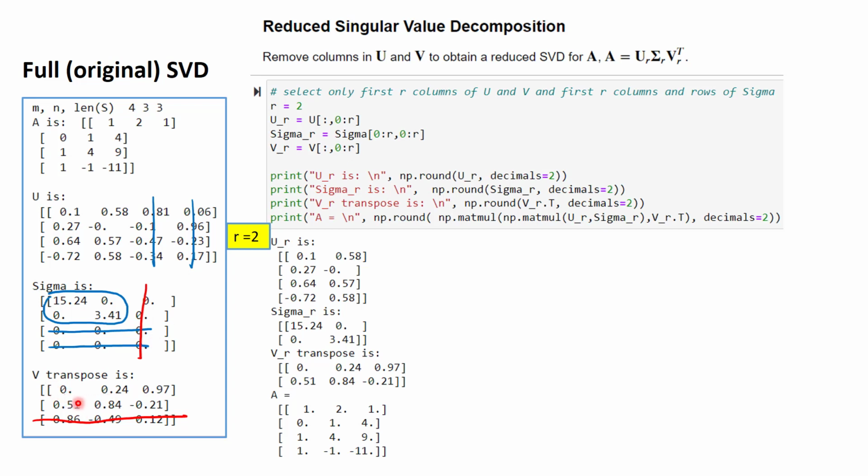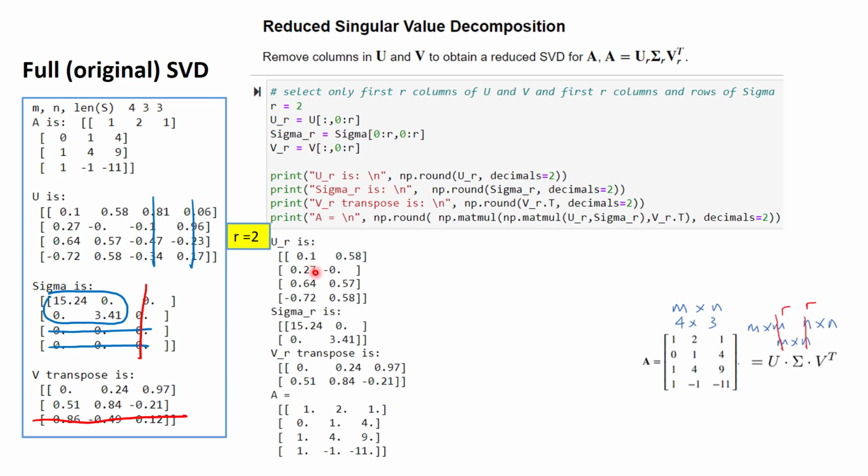Here we are keeping the first two rows, but this is a transpose matrix. Keeping the first two rows of a transpose matrix is equivalent to keeping the first two columns of the V matrix without transpose. For sigma, when R equals 2, the sigma will be an R by R matrix. So since R equals 2, we will have a 2 by 2 matrix. We retain the first two rows and first two columns of the original sigma matrix and save it to a matrix known as sigma R, sigma reduce.